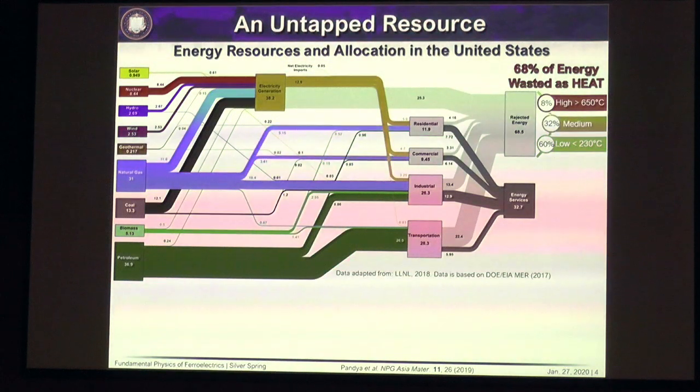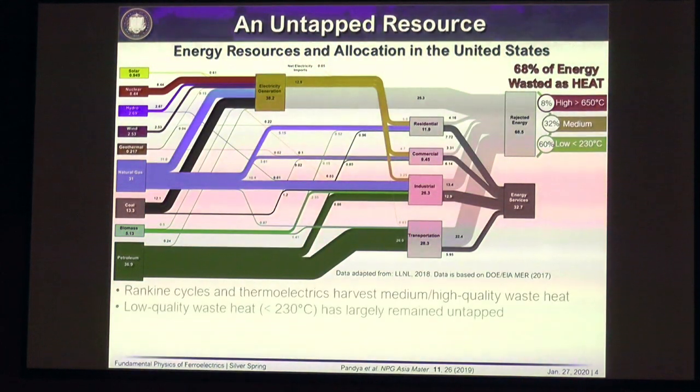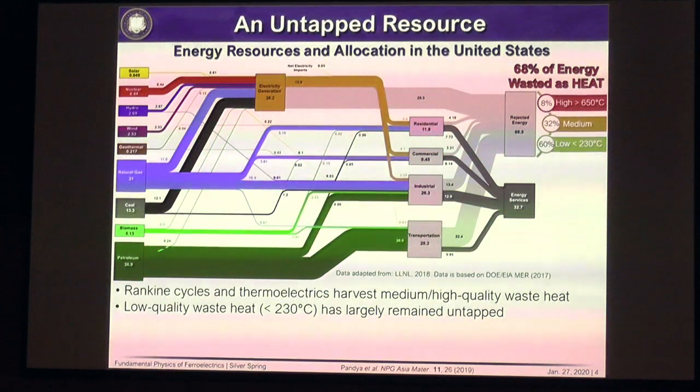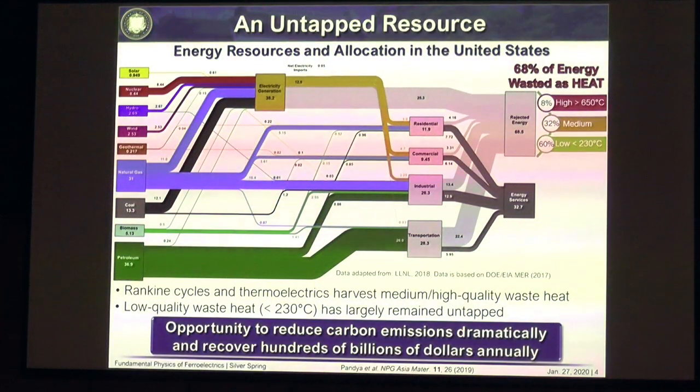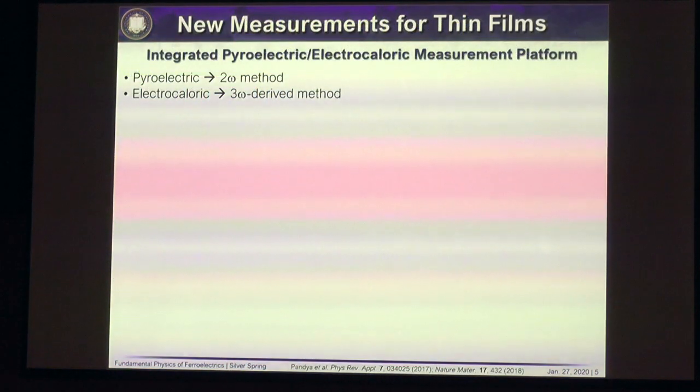If you break that down even further, the vast majority of it happens in this relatively low-quality waste heat regime, below 230 degrees C. If you have high quality heat, you can have things like Rankine cycles and thermoelectrics that are quite good at harvesting these medium and high quality waste heats, but there's relatively little that can be done with this low quality waste heat. It's a largely untapped resource, and so there's a big opportunity to both reduce carbon emissions, but also recover lots of money in doing this. These pyroelectric materials are important in this low quality waste heat regime. So this is kind of a background point for us.